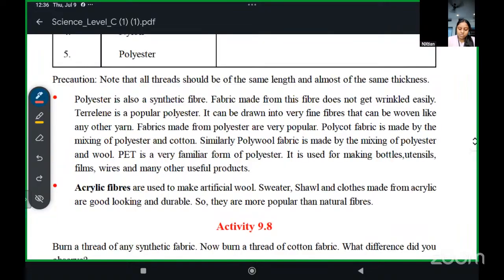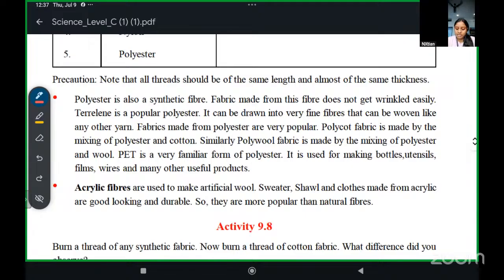Polyester is also a synthetic fiber. Fabric made from polyester does not get wrinkled easily. Terylene is a popular polyester, and it can be drawn into very fine fibers that can be woven like any other yarn. Fabrics made up of polyester are very popular.